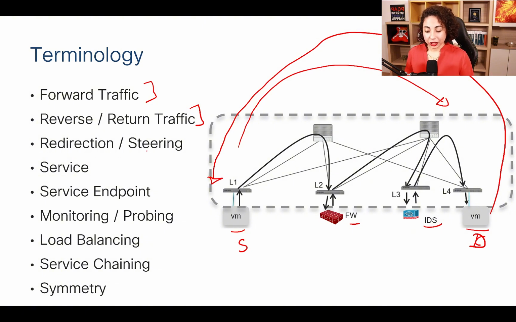So the third definition that I want to highlight is the redirection or steering. Again, these two words, we can use them interchangeably. We can find the two in the documentation. What it means is simply to say, okay, instead of simply allowing the traffic, as we were mentioning in the previous slide, we want to steer it through some specific devices before allowing it to the destination. So here we are first making it through the firewall, then through the IDS, then allowing it to the destination.